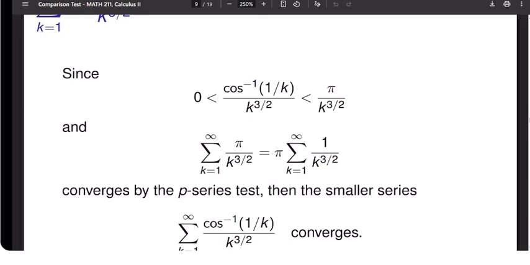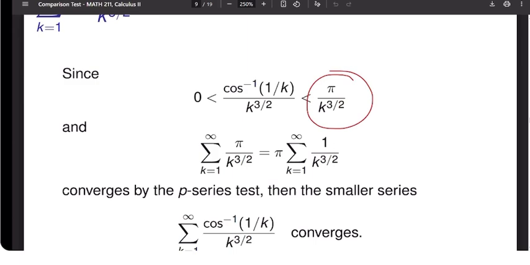Now, I need you to pay attention. I've already identified this guy. When I identify this guy, if I want to test it for convergence, I'm going to use a P series. Why am I using a P series? Because it is something raised to power something. Look at the denominator, k raised to power 3 over 2. I remember yesterday I walked you through a P series.